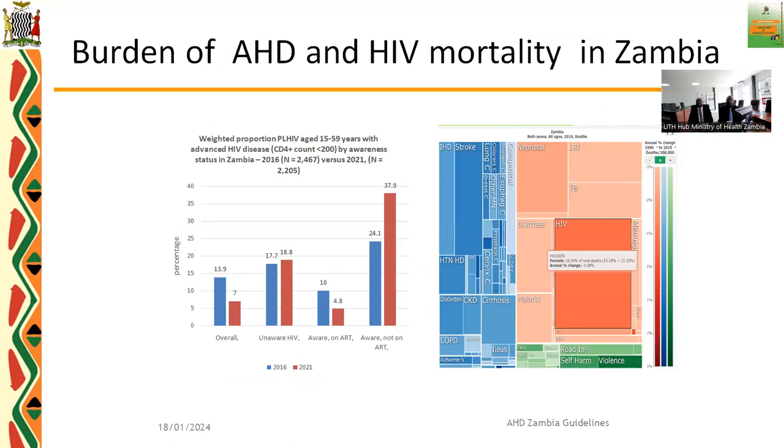So we did some analysis from the FIA. We can see that for those that are newly diagnosed, unaware of their HIV status, still the AHD prevalence is high at 18%, and mortality is still high. I know the Institute for Health Metrics and Evaluation has repeated their data. We'll have a look at it, but really, HIV still remains the largest cause of death in the country. Next slide.